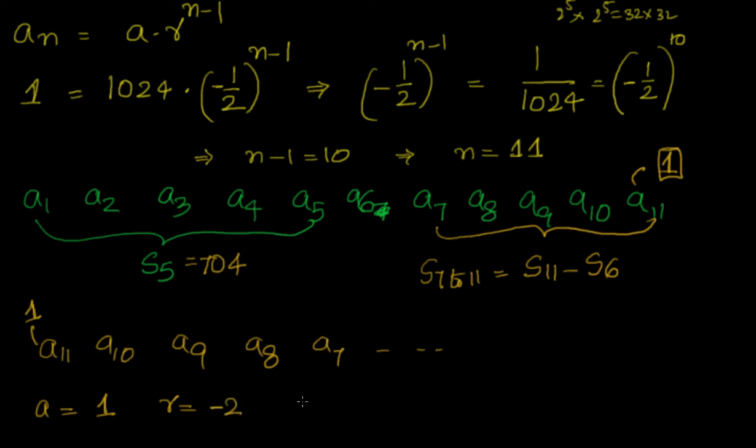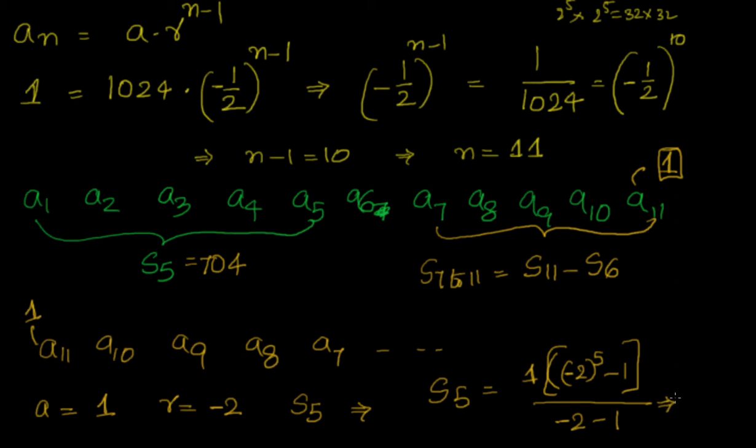Now what you want to find out? You want to find out S5. So straightforward I can go and say S5 equal to 1 into r to the power of 5, right? That is nothing but (minus 2) whole to the power of 5 minus 1 divided by r minus 1, that is minus 2 minus 1. This is nothing but equal to minus 2 power 5 is minus 32, that's nothing but minus 33 divided by minus 3, it's nothing but equal to 11.